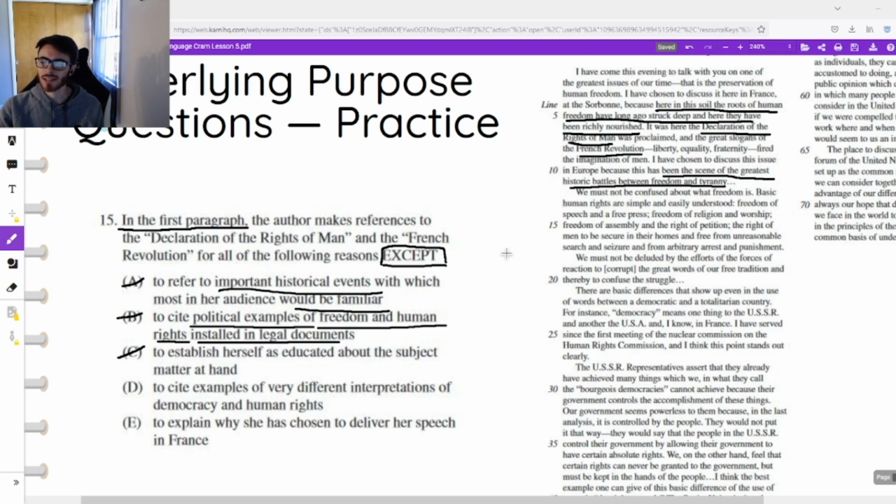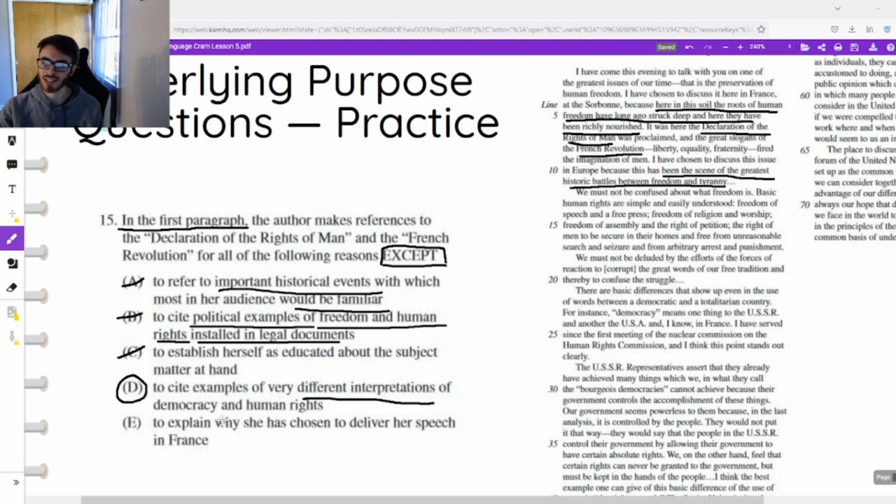D, to cite examples of very different interpretations of democracy and human rights. That one I think might be the except here. I think this one might be the correct answer here. Because nowhere in this passage does it talk about different interpretations of democracy and human rights, right? She mentions democracy, she mentions human rights, and then she talks about how these two things are supporting that. But they don't have different interpretations. They are kind of two examples of the same interpretation. So I'm going to go ahead and say D is probably correct here.